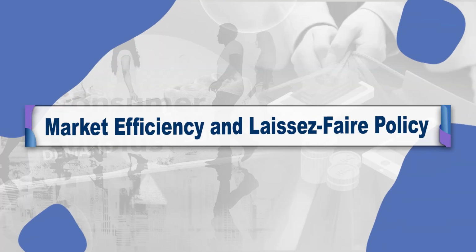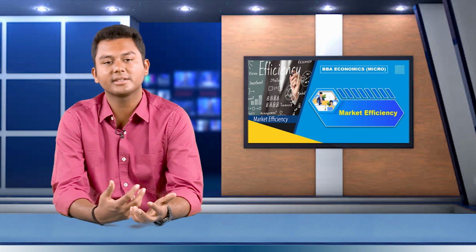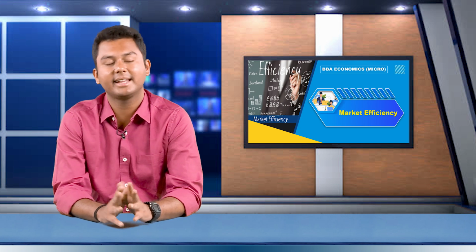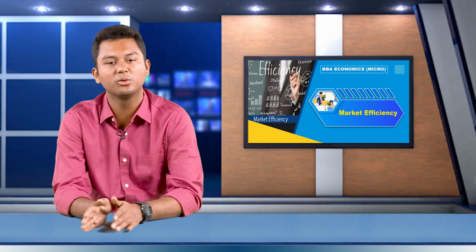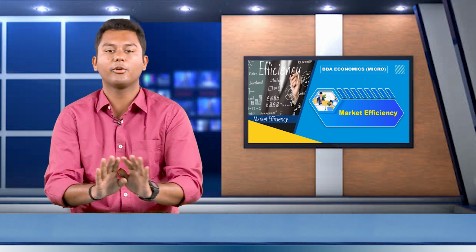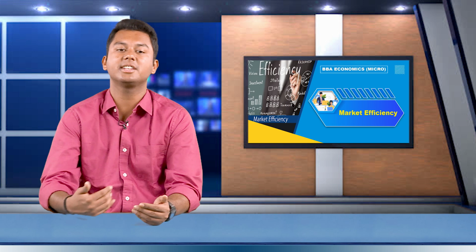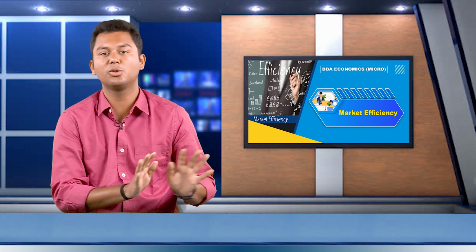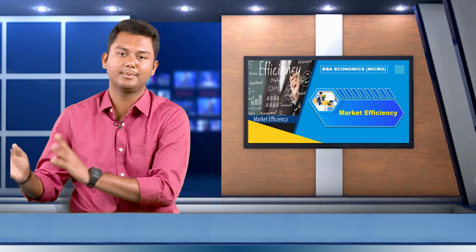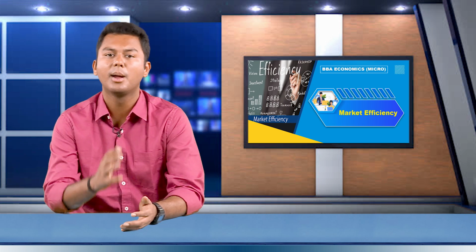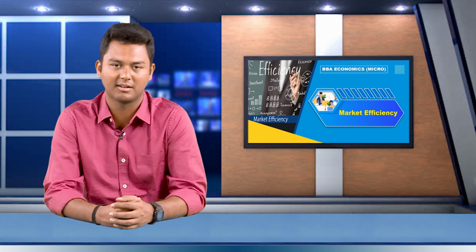The next point is market efficiency and laissez-faire policy. The combined consumer and producer surplus at equilibrium reflects an efficient allocation of resources. This means the resources are being used in the most beneficial way for society as a whole. The laissez-faire approach, derived from the French term meaning leave to do, that is no intervention, advocates for minimal interference in market activities from the social planner or the government.